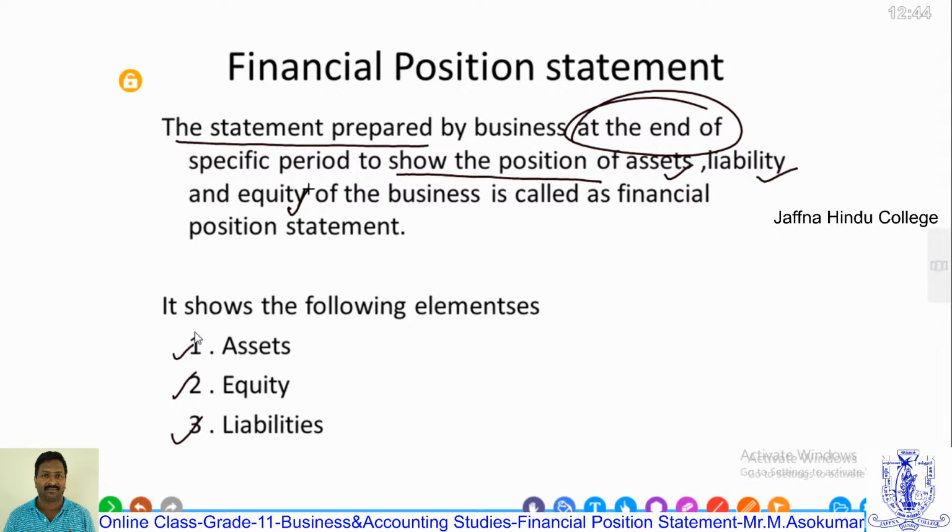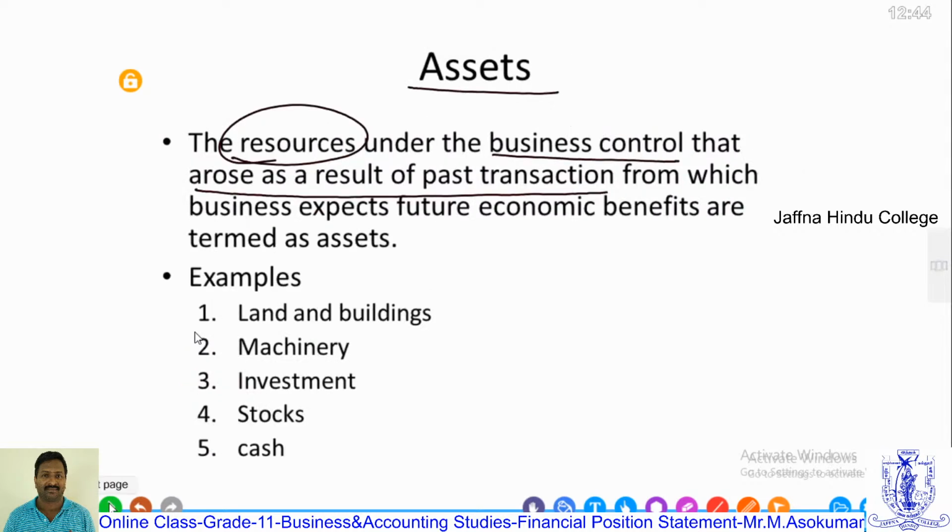The first thing we are going to discuss is what an asset is. Assets are the resources under the business control. Under the business control means the resources are registered in the name of the business or invoiced in the name of the business. For example, land and buildings and motor vehicles are purchased and then registered in the business name. Machinery, furniture, and office equipment cannot be registered in the business name, so they are invoiced in the name of the business. That is called under the business control.